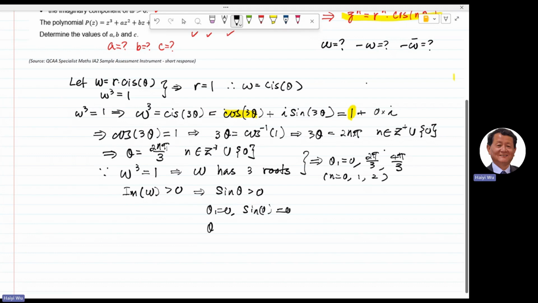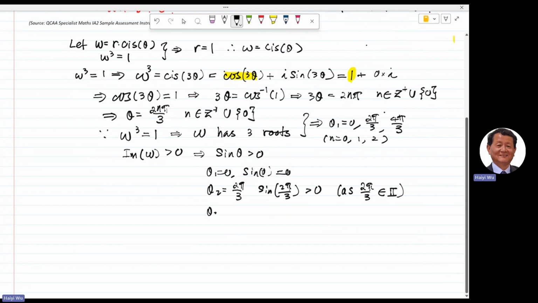Next one, I'm going to choose 2 pi over 3. Sine 2 pi over 3 is positive. Why? Because 2 pi over 3 belongs to the second quadrant.